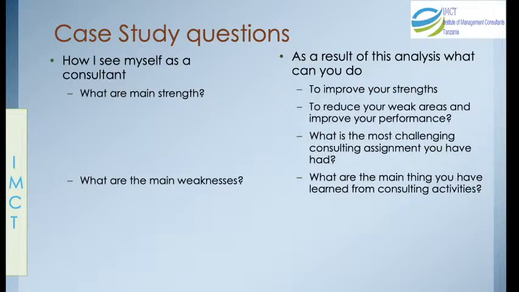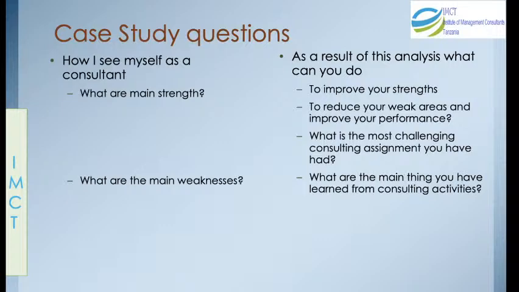So let's see some questions from the case study. I said that you can download the materials and the book from the website, or you may email us through the registration process to get the materials for you.